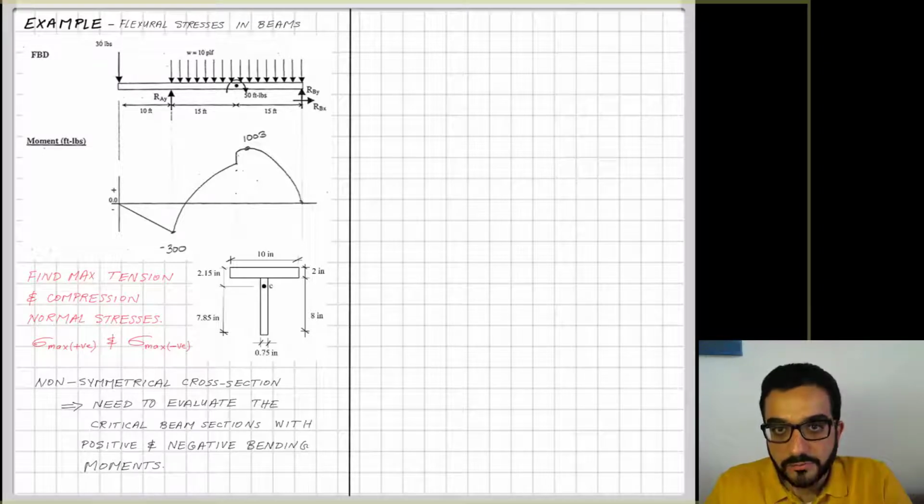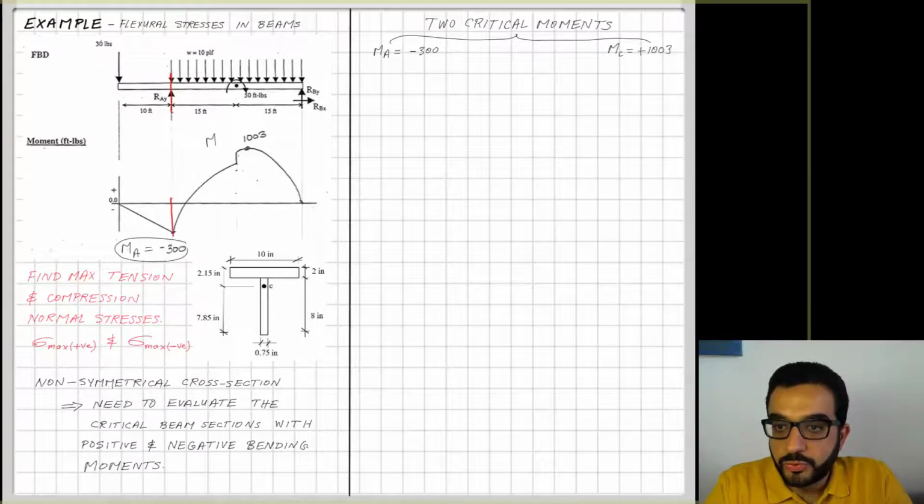And once I have this big picture, I can really know where exactly the maximum positive and negative normal stresses are developing, at which point and at which section. So if we look at the bending diagram, we have two critical sections. The positive moment maximum one is 1000 foot-pounds at point C here. I'm calling it point C. And the maximum negative moment, MA, is 300 foot-pounds.